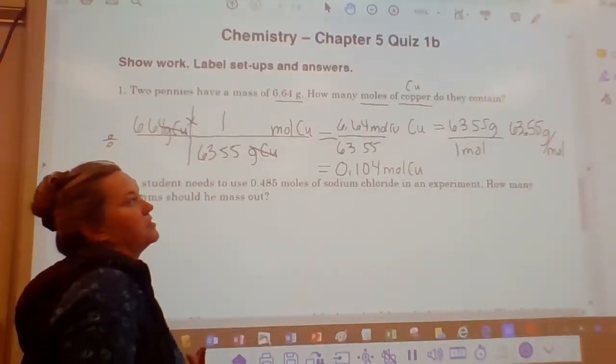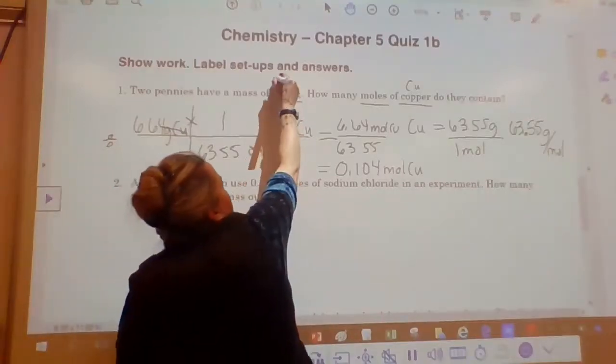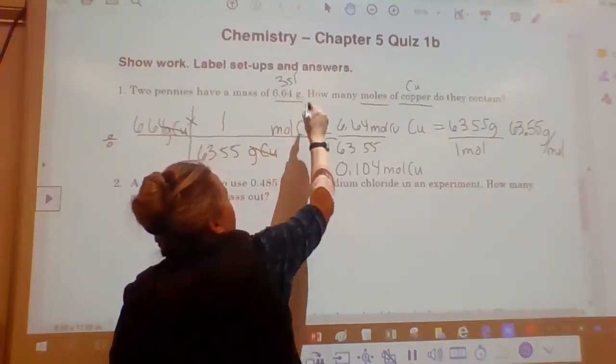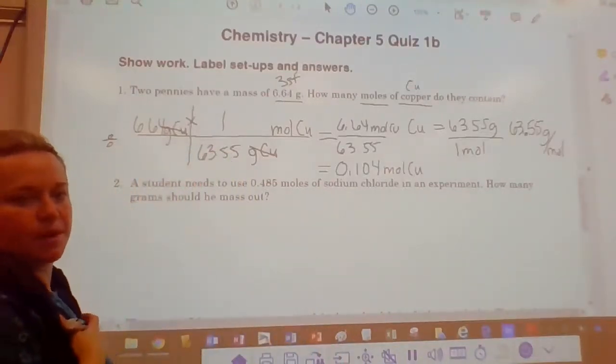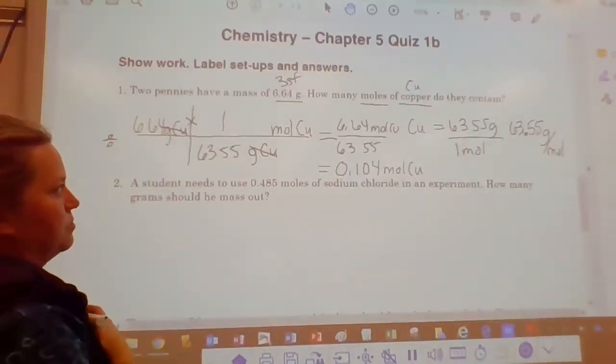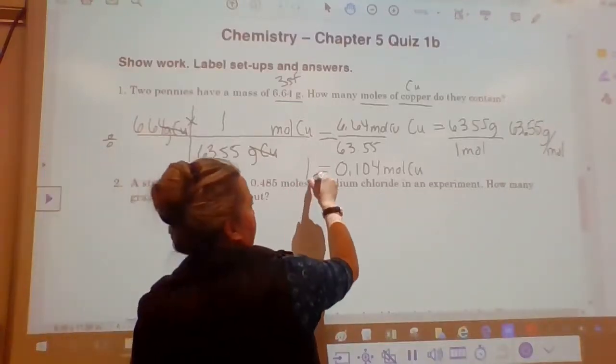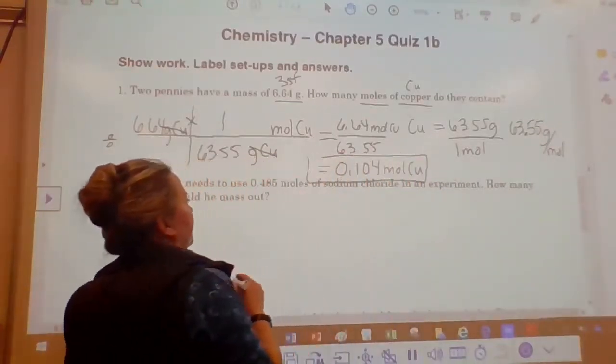I'm rounding to the correct number of sig figs in the problem because there are 3 sig figs up here that are the least number of sig figs in my multiplication division problem. So I'm going to have 3 sig figs in my answer. And then just go ahead and box that in.